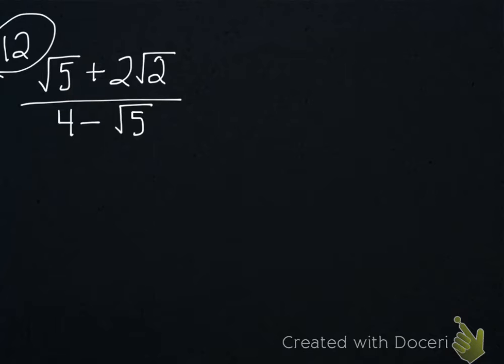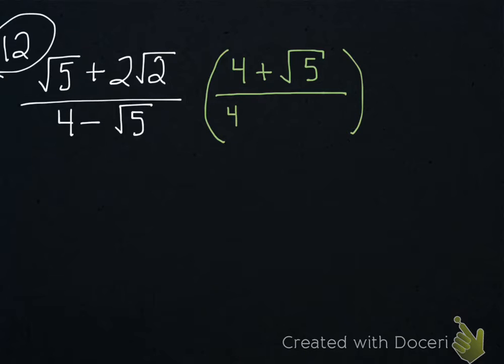Number 12. Again, I have two binomials, one on top and one on bottom. Don't stress about it. Look at the bottom binomial. The radicals are all square roots, so we multiply by the conjugate. The terms remain the same. Change the sign in the middle. That's the conjugate. So it's 4 plus square root 5, top and bottom. Now we can distribute, multiply.